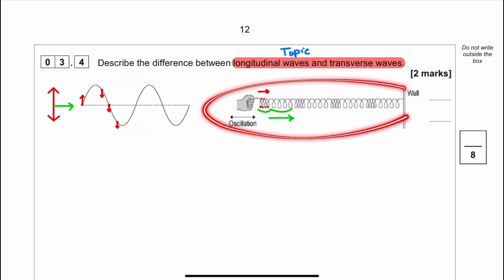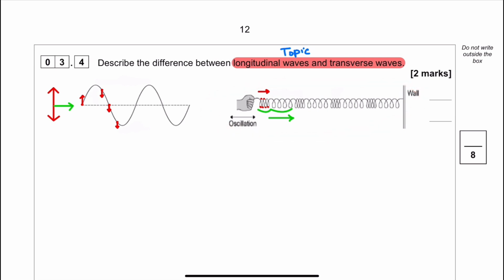In this figure, we can see the movement of the particle is towards the wall. As a result, the wave pattern is generated. The motion of that wave pattern is also towards the wall. So we can say that the oscillation of the particles is in the direction of the energy transfer, or in the direction of the wave pattern. So the particles and the wave pattern are both in the same direction.